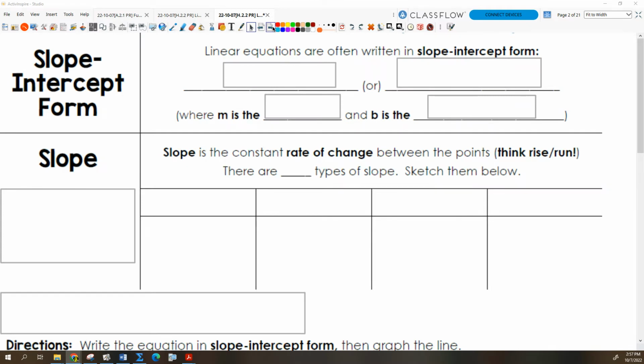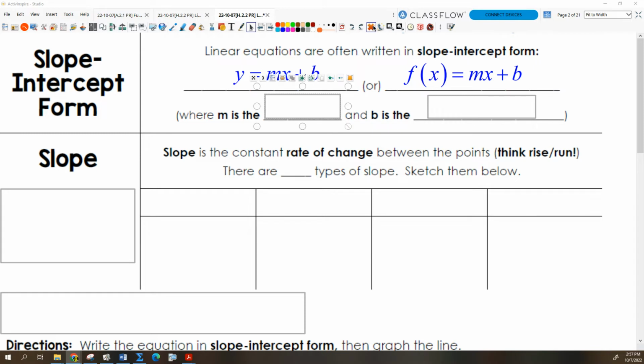All right, so what about another form? So we looked at standard form. Here's slope-intercept form. Okay, what is slope-intercept form? There you go. Y equals mx plus b, of course. Okay, we could write it using f of x too if we want. What is m?